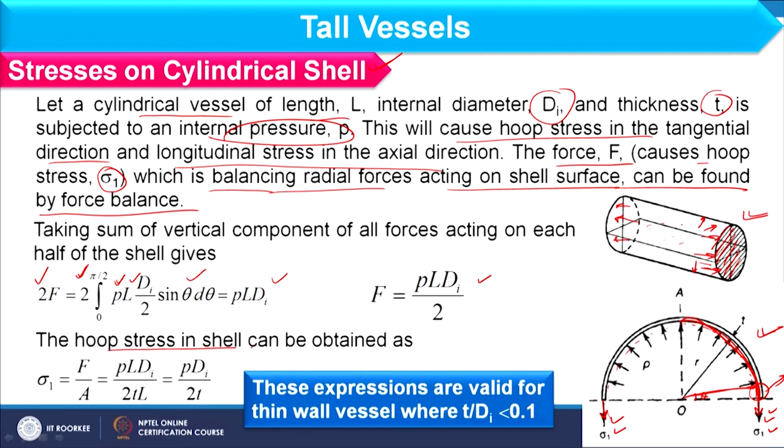So, hoop stress we can calculate as sigma 1, force divided by the area. When we resolve this, we find that hoop stress is P d_i by 2 T. These expressions are valid for thin wall vessels where T by d_i should be less than 0.1. In this way we consider hoop stress in a cylindrical shell.